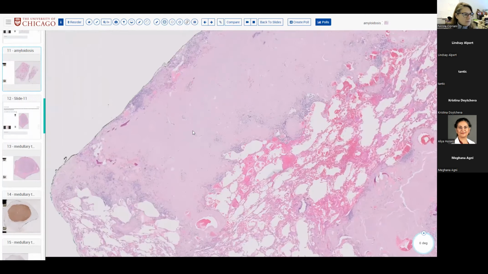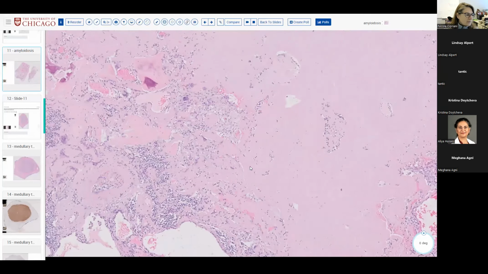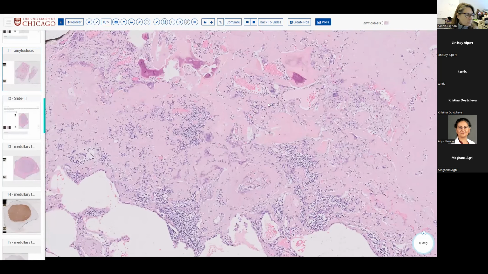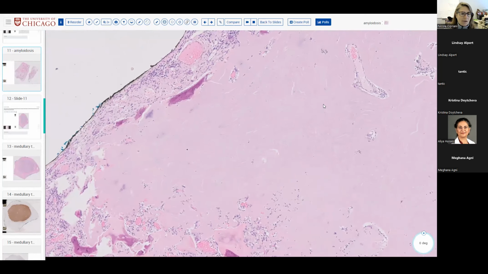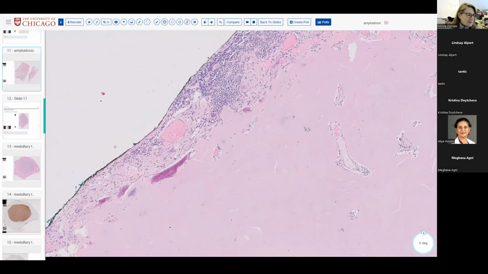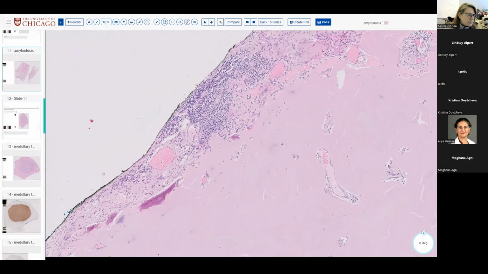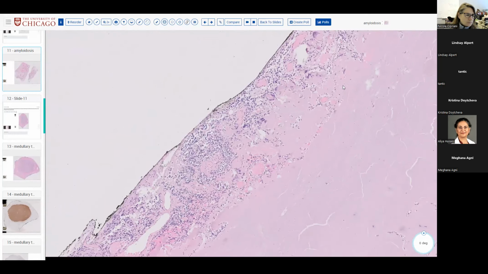If you go higher power, are there granulomas? Or what is going on? So you can see pink amorphous material, and at the periphery there are some cells. So you do have to decide on what the amorphous material is first. The way it looks, with no structure, nothing else, you would think this is amyloid.